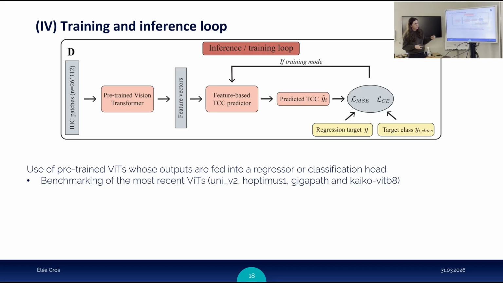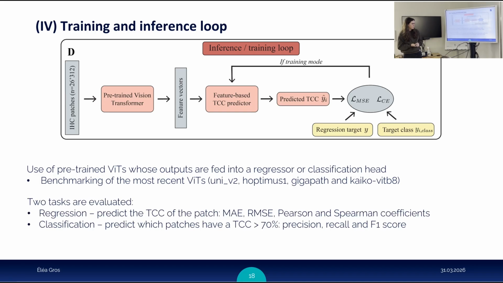We used the most recent vision transformers. There are a lot of vision transformers. They're always improving, especially in pathology. We used the most recent ones from a few months ago, which were these 4, and we benchmarked them to see if there were differences and which one was performing the best. And we evaluated 2 tasks. There was a regression task in which we predicted the tumor cell content of the patch, so basically this value between 0 and 1. And then there was also a classification task in which we predicted the patches which have a value higher than 70%. And that would be the task that would then be applied for the neuropathological diagnosis.